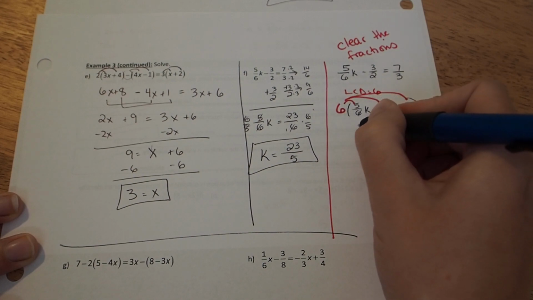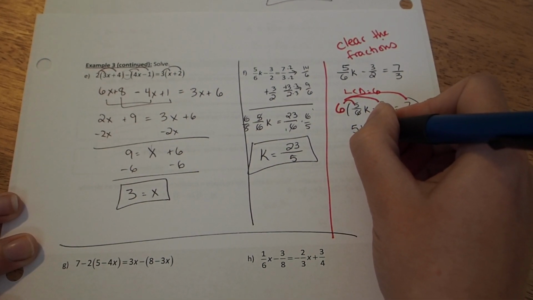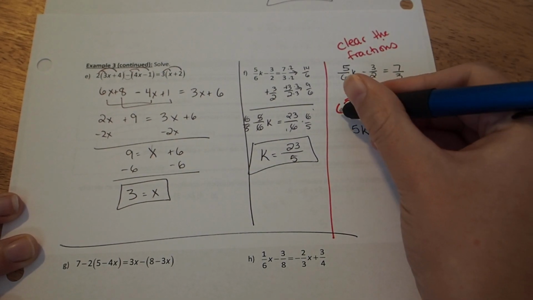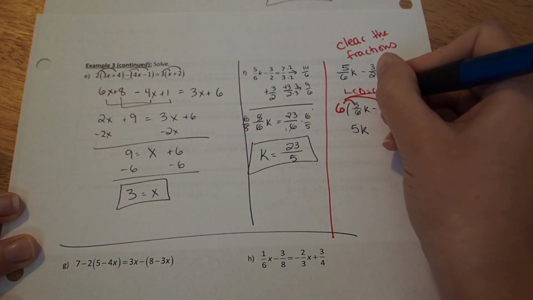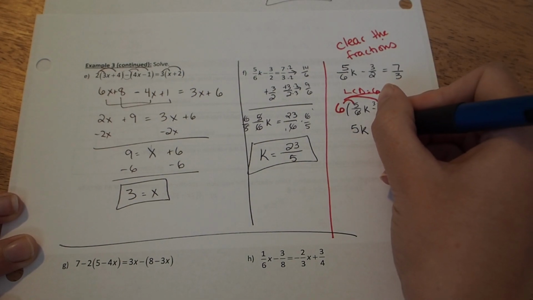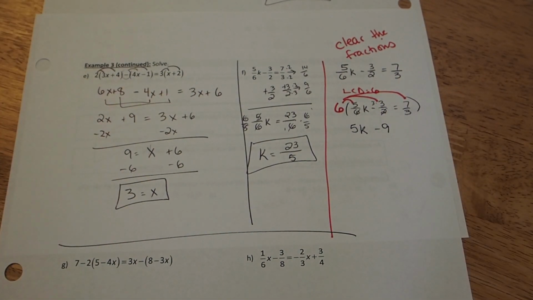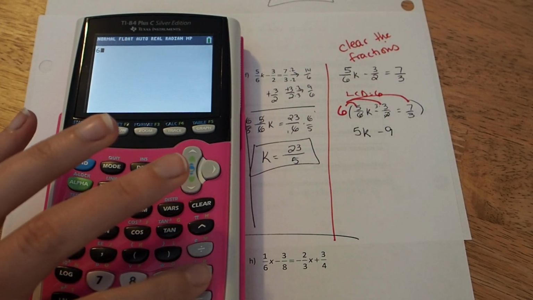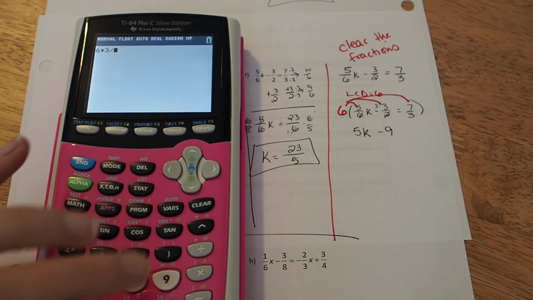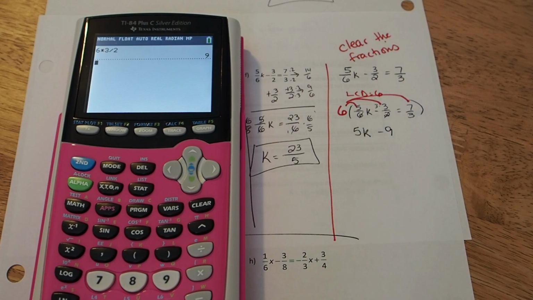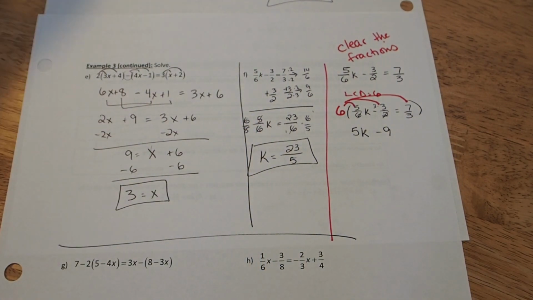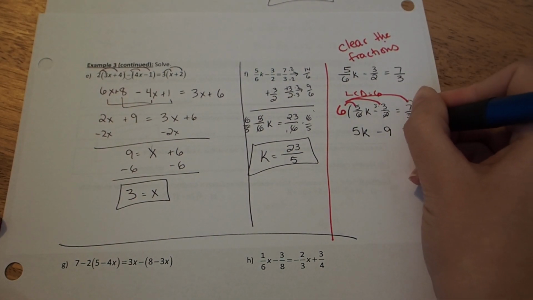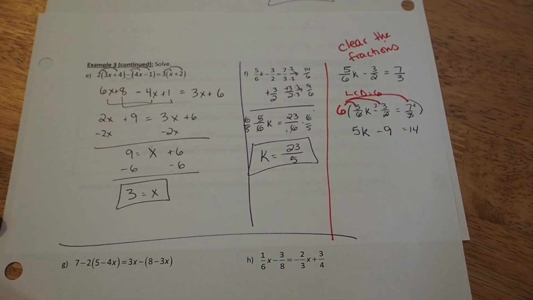Because 6 goes into 6 one time. 1 times 5 is 5. 6 times 3/2. 2 goes into 6 3 times, so 3 times 3 is 9, so it'll be minus 9. And again, if you're having difficulty with fractions, you can multiply 6 times 3/2. You'll see that you do get 9. Okay? And 6 times 7/3, 3 goes into 6 twice, that's going to be 14. 2 times 7 is 14.